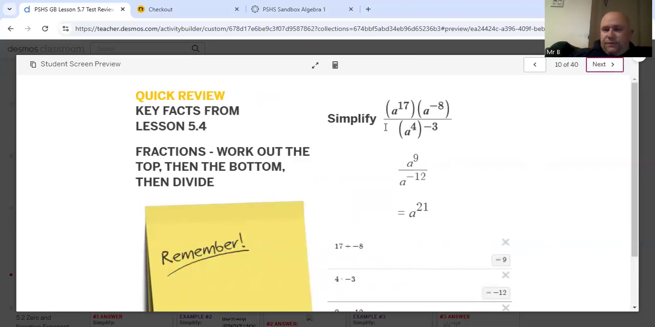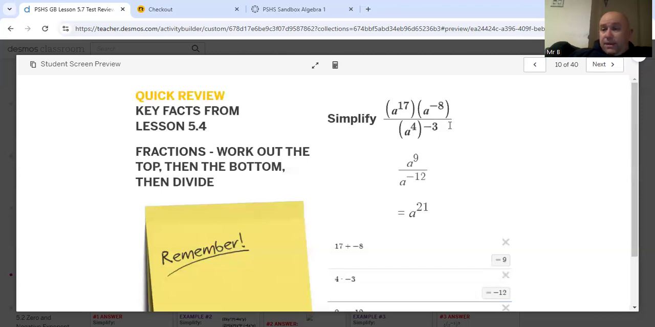And if you have questions that have fractions in, just remember to kind of work out the top, work out the bottom, and then simplify. So on the top, I can see they're next to each other, which means multiply, which says I'm going to add the exponents together. So 17 add -8 is -9. Oops, that is supposed to say -9 there. I do need to fix that.